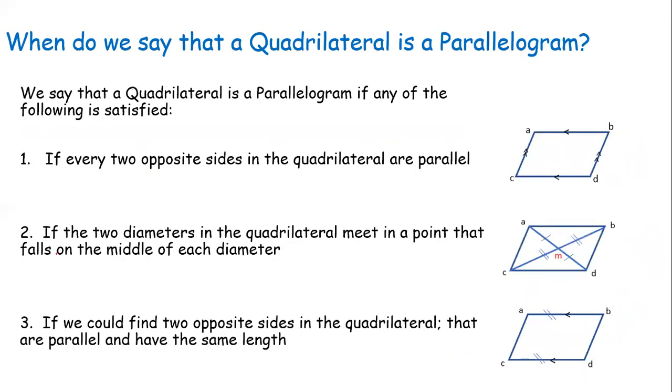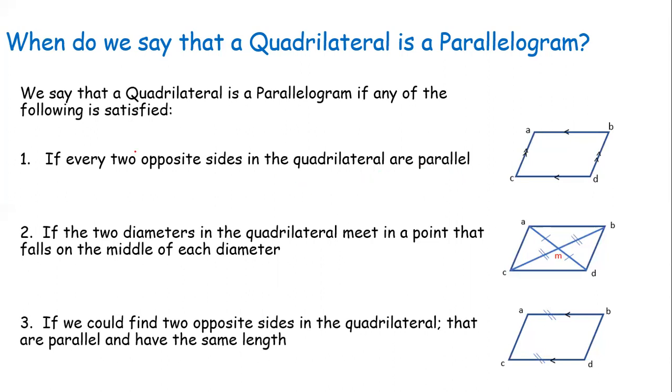When do we say that a quadrilateral is a parallelogram? We say that a quadrilateral is a parallelogram if any of the following is satisfied. If every two opposite sides in the quadrilateral are parallel, and this is actually the same definition as the definition of the parallelogram. It's a quadrilateral in which every two opposite sides are parallel to each other.